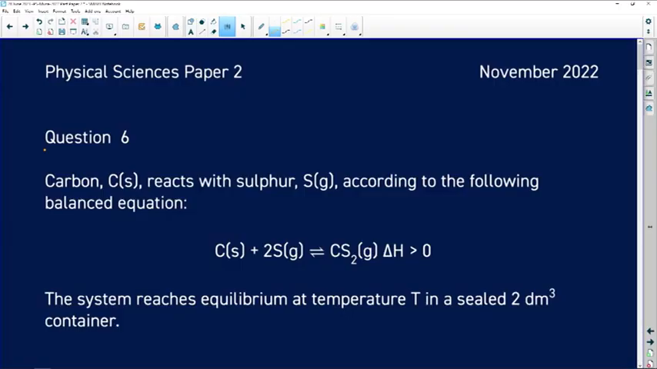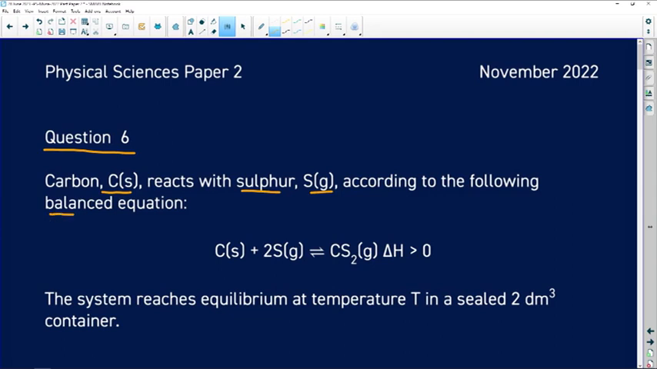Okay guys, let us look at question 6 from November 2022, Physical Sciences paper 2. Let's not waste any time, let's tackle this question. Question 6, this is chemical equilibrium. It says carbon, which is in solid state, reacts with sulfur, gaseous phase, according to the following balanced equation.